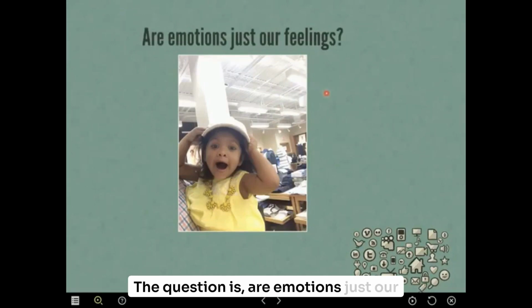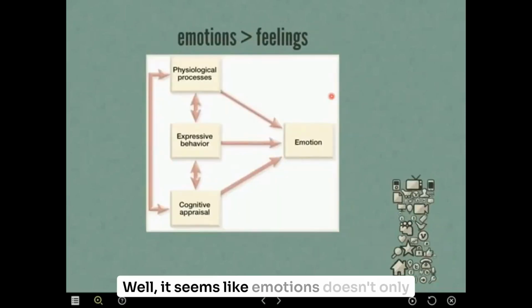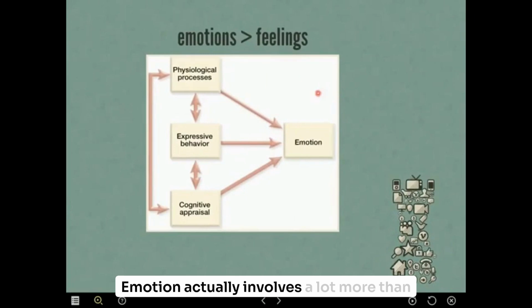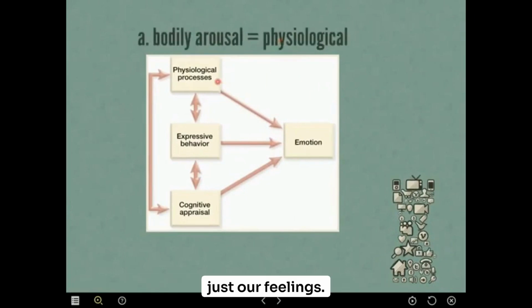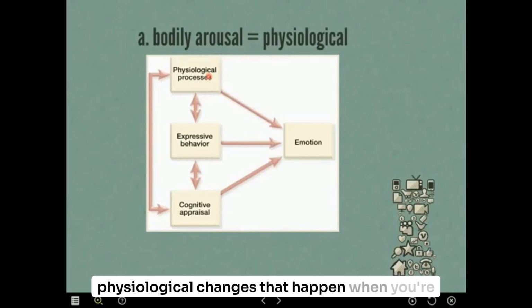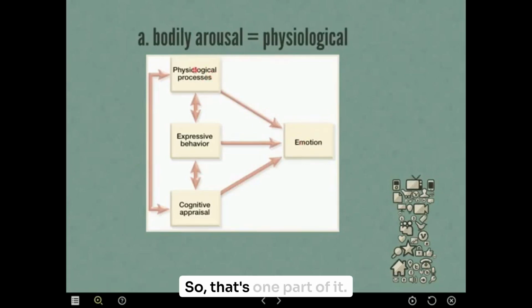The question is, are emotions just our feelings? Well, it seems like emotions doesn't only mean feelings. Emotion actually involves a lot more than just our feelings. First, there is a physiological aspect of it, where there's a change in the physiology, body physiology, your body is aroused. There is change in your blood pressure. There is change in the pumping of blood from your heart. There is change in the perspiration. There are several biological changes, physiological changes that happen when you emote or when you experience an emotion. So that's one part of it.